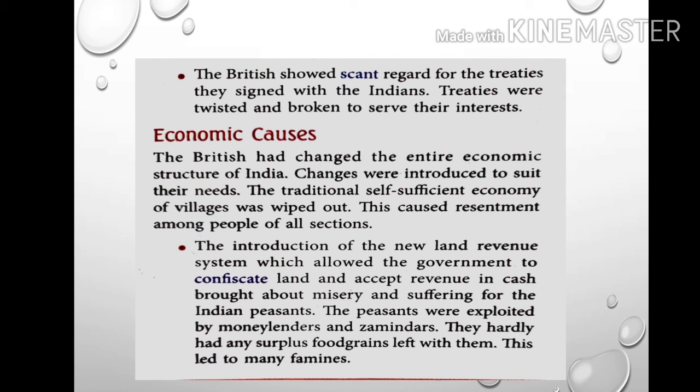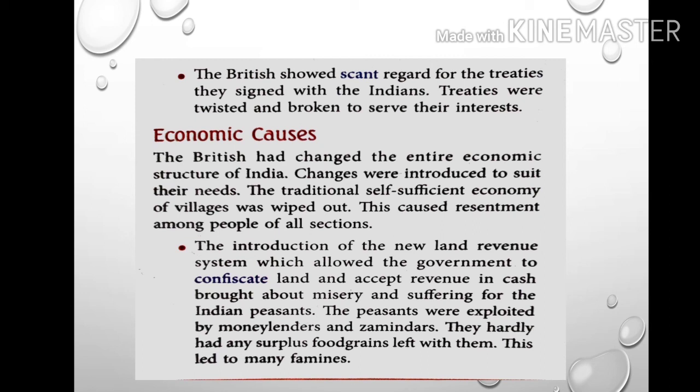As I already told you, they made very lame excuses. Lame excuses means they arranged treaties, they came into agreements, and then they broke those rules or twisted the treaties for the sake of control over India.